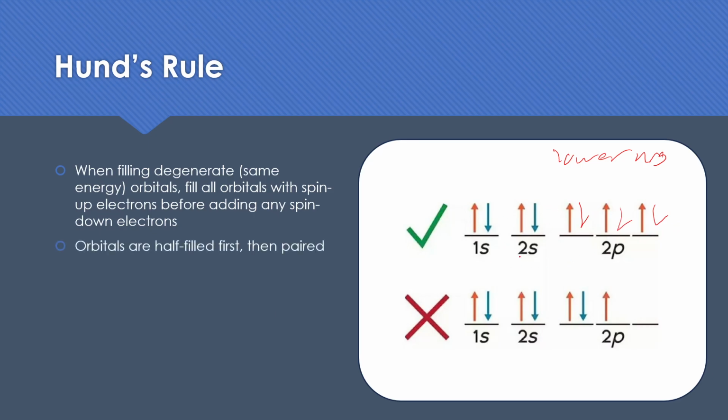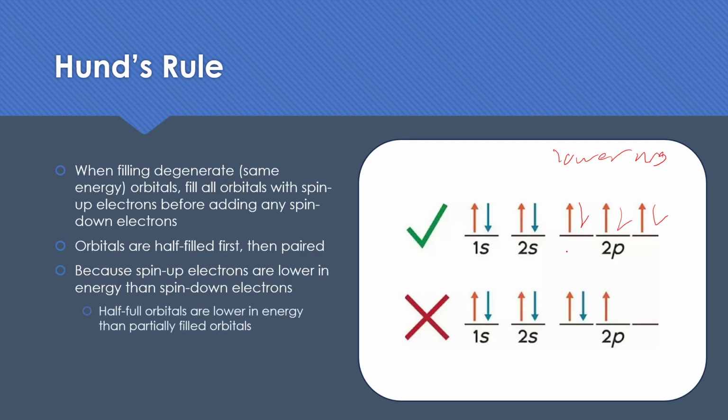So you fill the orbitals half filled first, then you pair. Because spin up electrons are lower in energy than spin down electrons. And because of this, half filled orbitals are lower in energy than partially filled orbitals. So this configuration is lower energy. This configuration is higher energy.